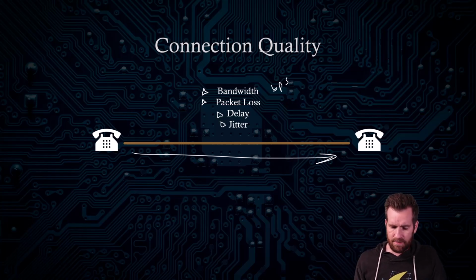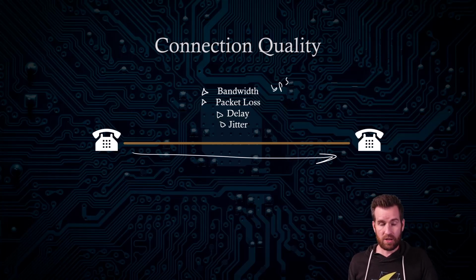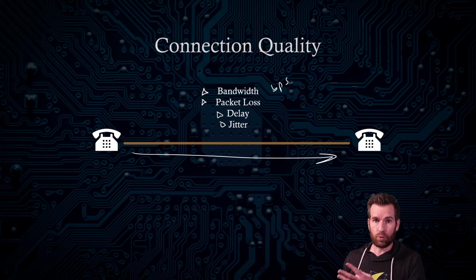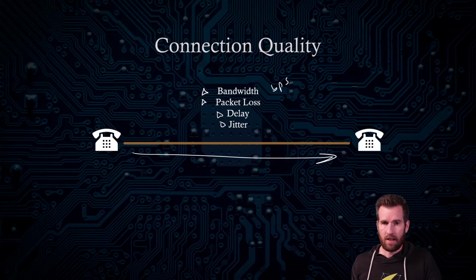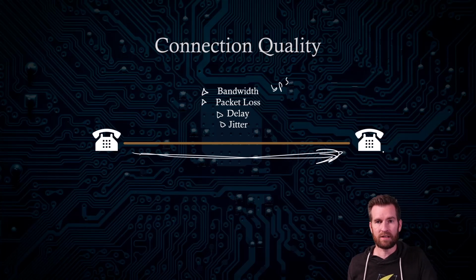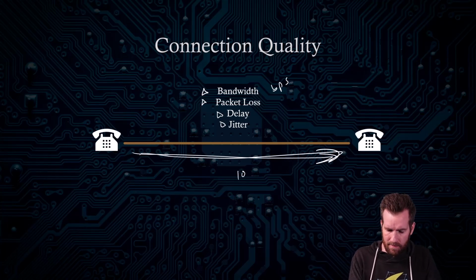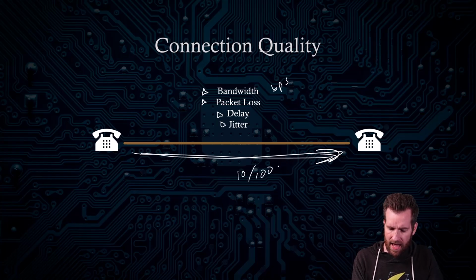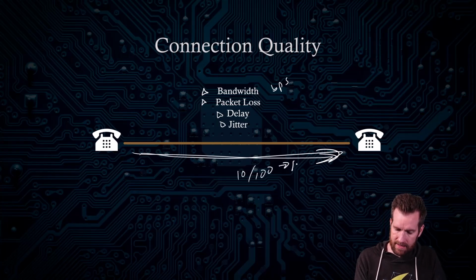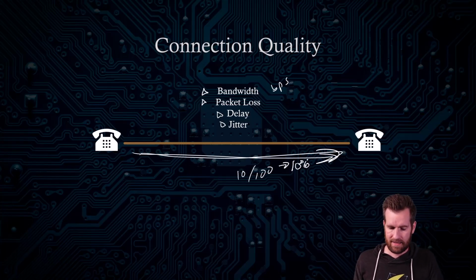The next one is packet loss. So it's great if we can get data through this connection, but voice over IP is really sensitive to packet loss. So let's say we're sending 100 packets from one device to the other, and 10 of those packets were dropped. That means 10 out of 100, we would have a 10% packet loss, which would not be good.